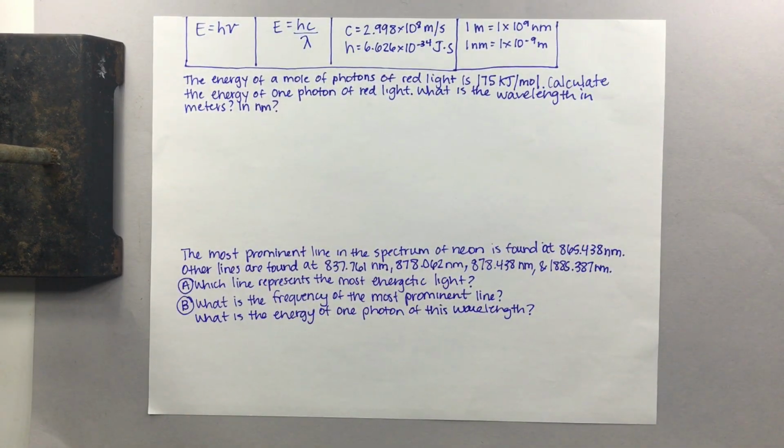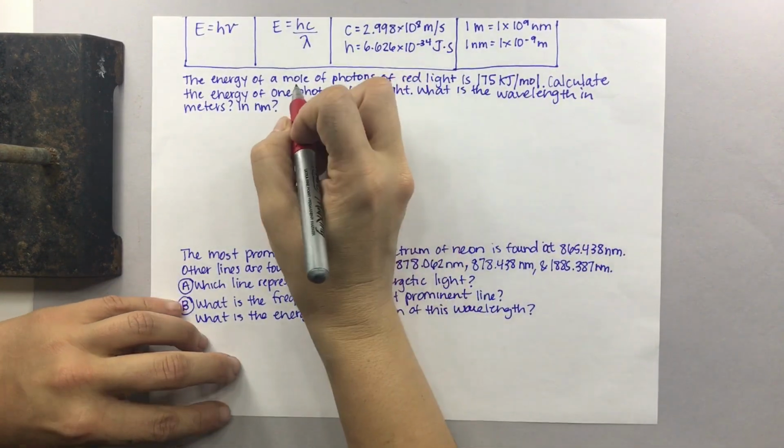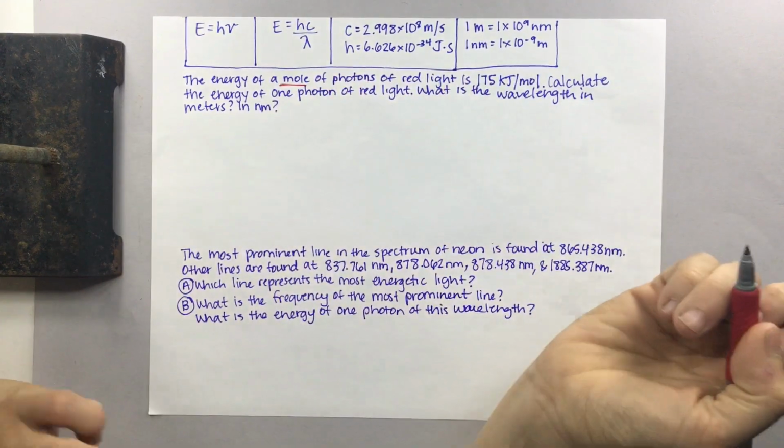Question number 5 says the energy of a mole of photons of red light is 175 kilojoules per mole. Calculate the energy of 1 photon of red light. What is the wavelength in meters? And then it wants us to calculate it in nanometers. Okay, so big picture, let's start looking at some units that I see here to break down this problem. I see a mole of photons.